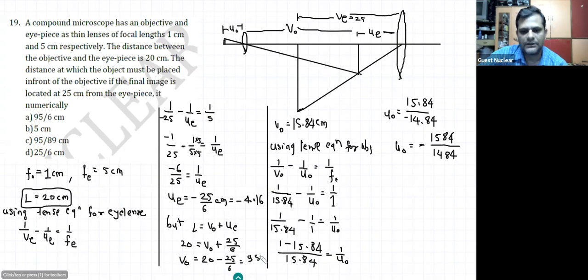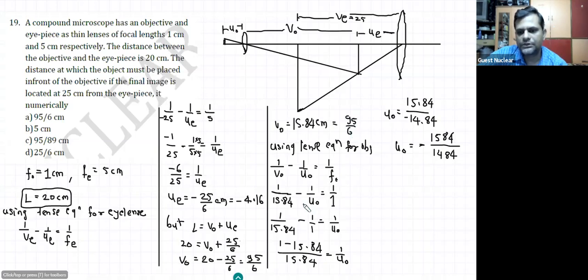Okay, that means we have to see the options also. हमको options की तरफ भी देखते रहना होता है, क्योंकि options जो है वो अगर fraction में दिए हुए हैं, ठीक है, तो इसका मतलब हमको fraction में ही रखना है. Now don't go into the decimals. So here this VO is actually obtained to be 95/6.